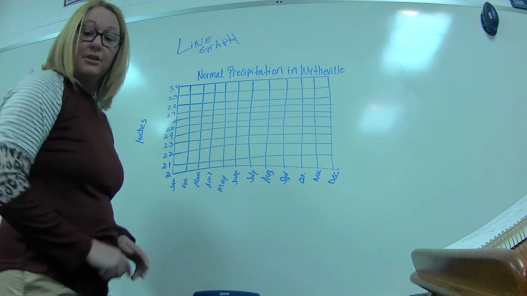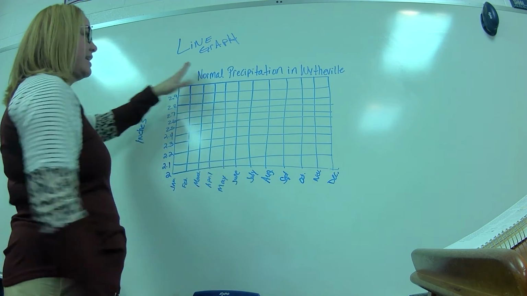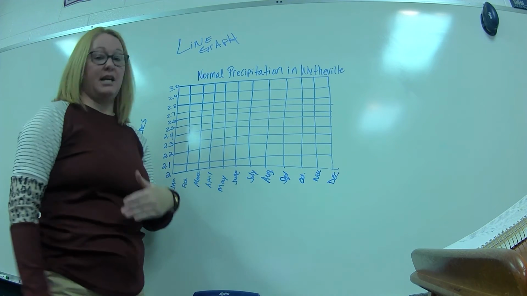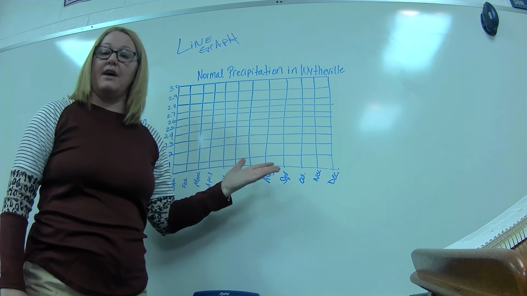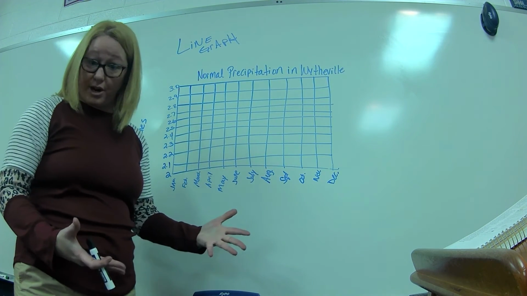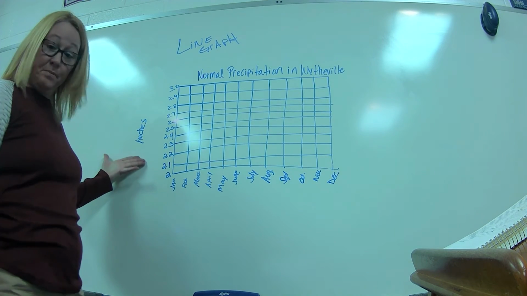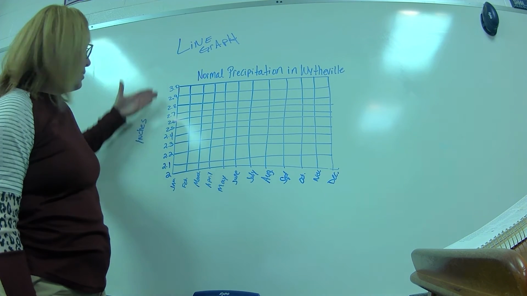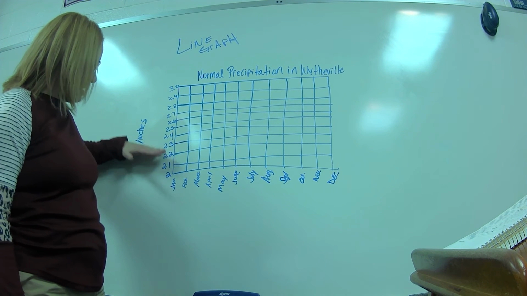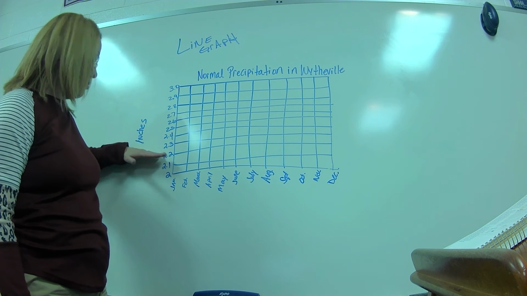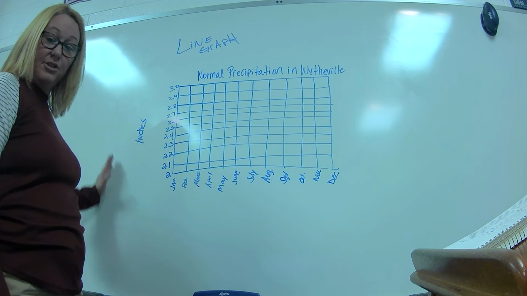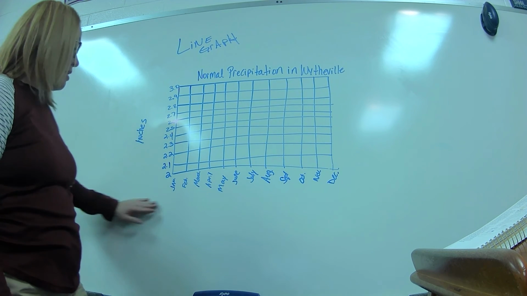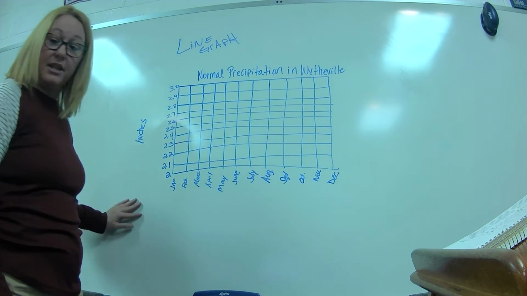So I gave a title, normal precipitation in Wytheville. Obviously this is just a demonstration. I gave you a label, and I put inches. I started at 2 inches, and I went to 3 inches. Each of these lines represents 2, 2.1, 2.2. Those are my inches. That's my scale. My labels are going to be the months.